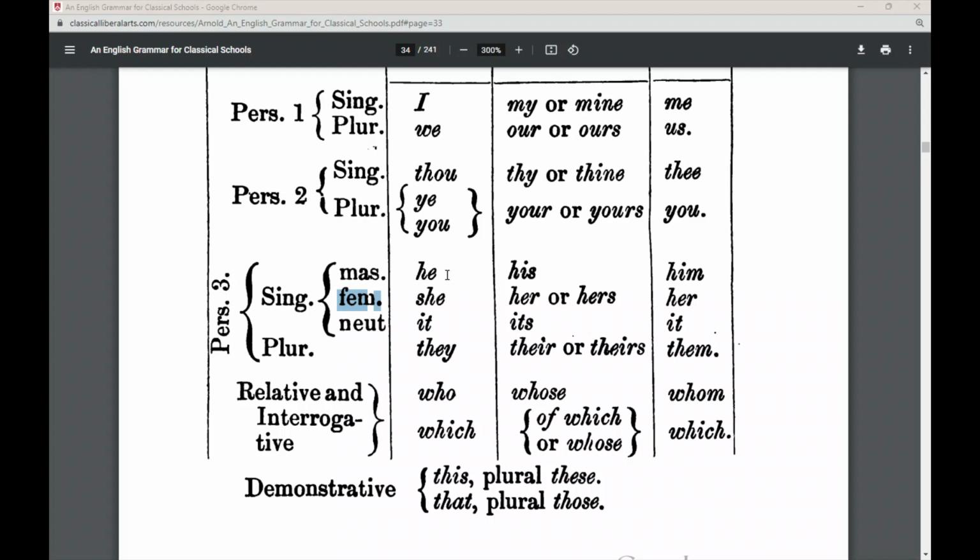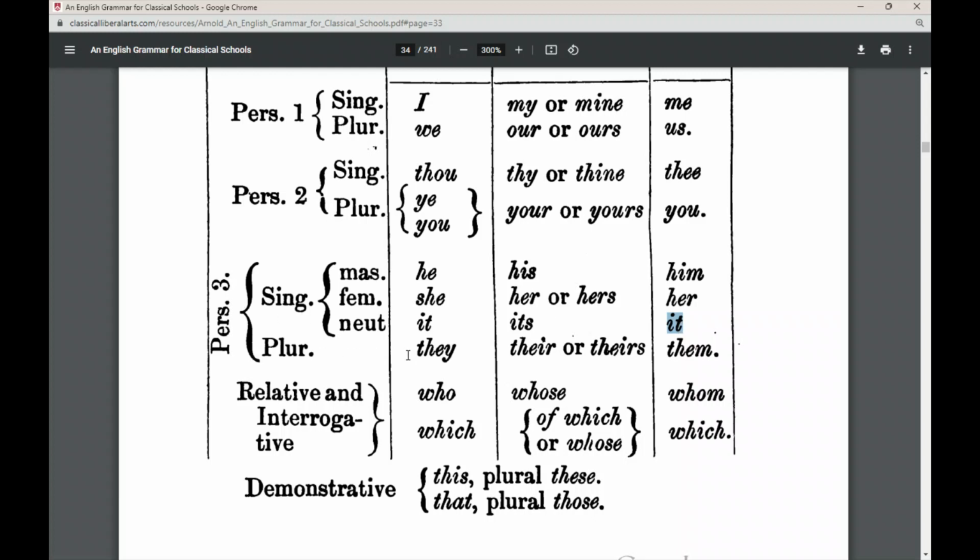He goes to school. His books are on his desk. His brother goes with him, the accusative case. In the feminine, we have the pronoun she in the nominative case, her in the genitive case, and her again in the accusative case. And for the neuter, we have the pronoun it for the third person, its for the genitive case, and it again for the accusative case.